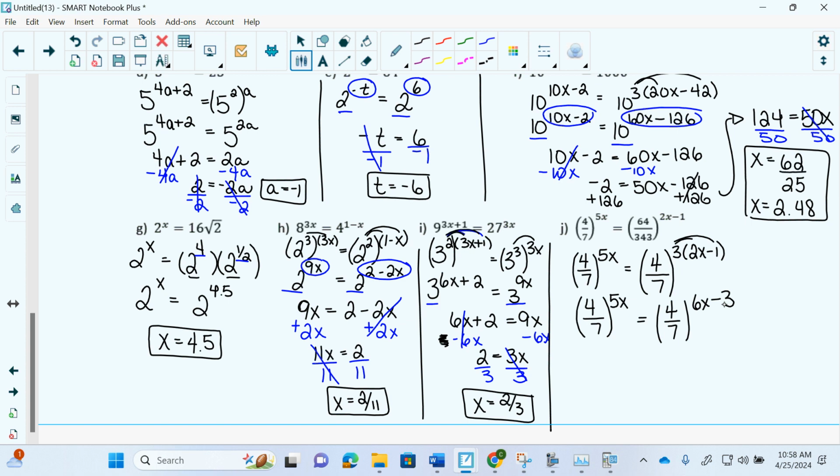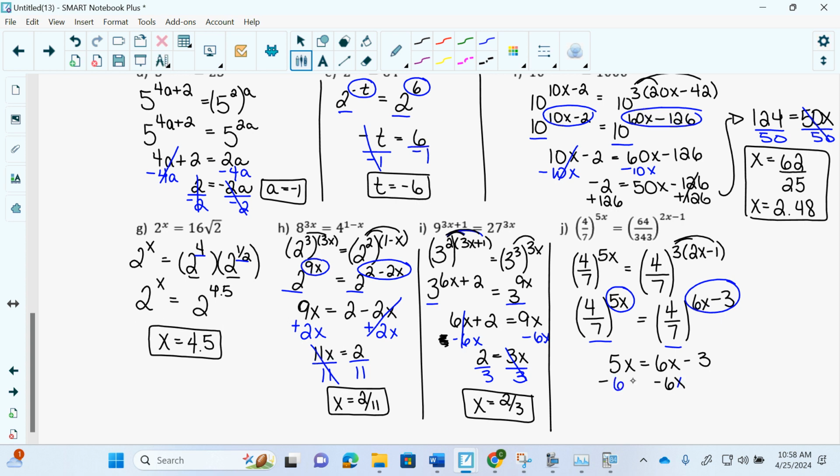So now our bases are the same, so we can set our exponents equal, and we get 5x equals 6x minus 3, and now this one's subtracted to 6x. So we get negative x equals negative 3, divided by negative 1, x equals 3. Can I check these by typing them in, y1, y2? Every single one of them, correct? Or I could take the answer and plug it back into the original, right? Every single time.